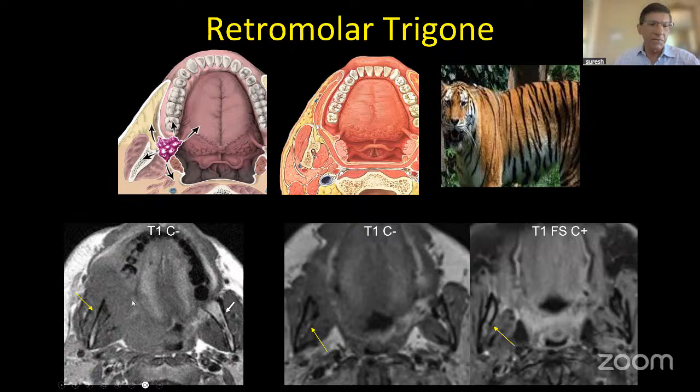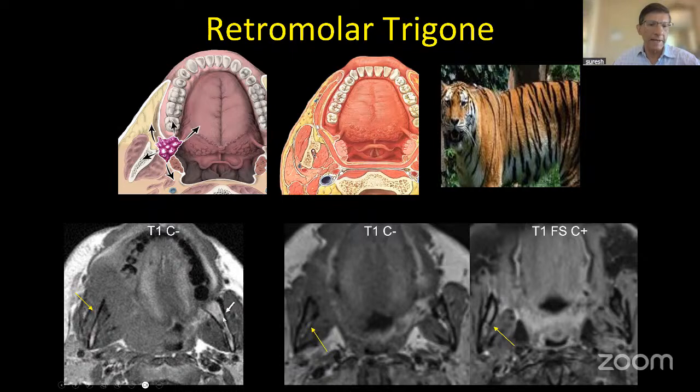Finally, after years of working with my surgeons, now on retromolar trigones, all of our patients tend to get MRs as well. And specifically, what we look for is replacement of the fat in the body of the mandible. So here's a large retromolar trigone carcinoma, and here's an obvious case of involvement of the fat of the ramus of the mandible.